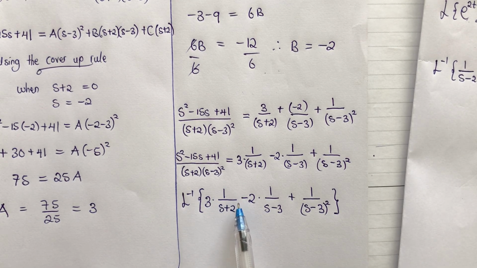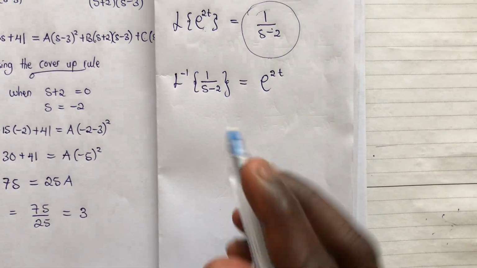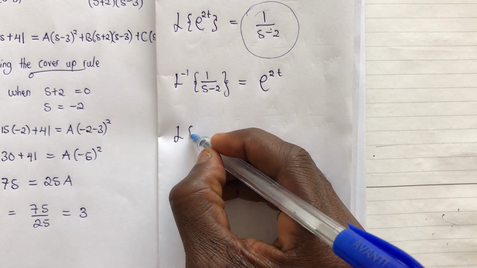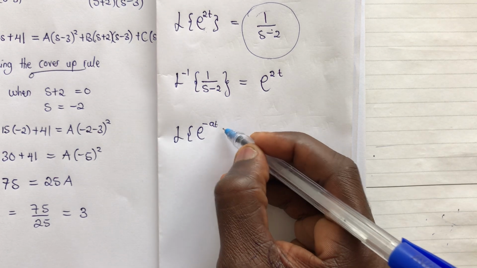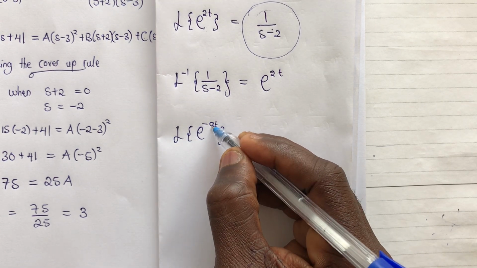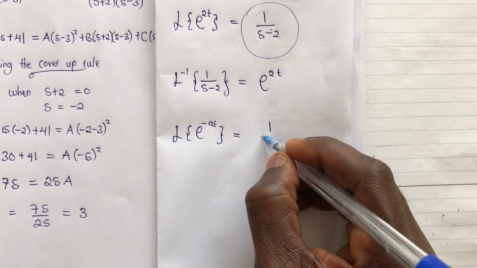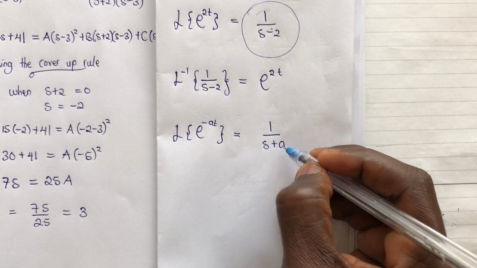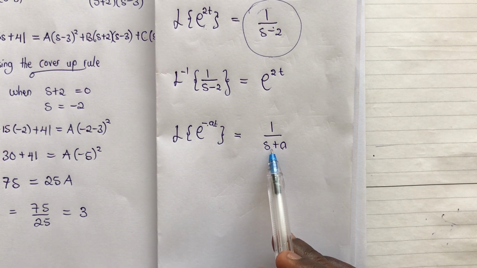So when you look at this side, the Laplace inverse of this will give us e to the power 3t. Then when I take the Laplace transform of the function e to the power negative at, this time the scalar is a negative value, the result will be 1 over s plus a. Remember, if this side is negative, this side becomes plus.